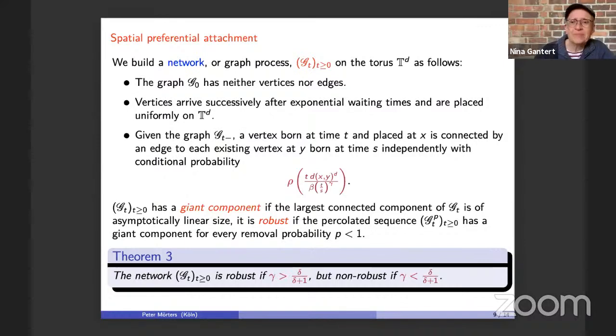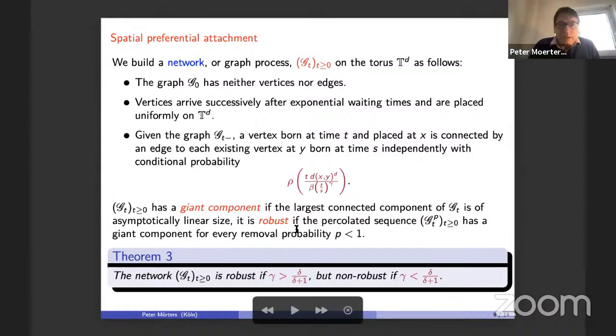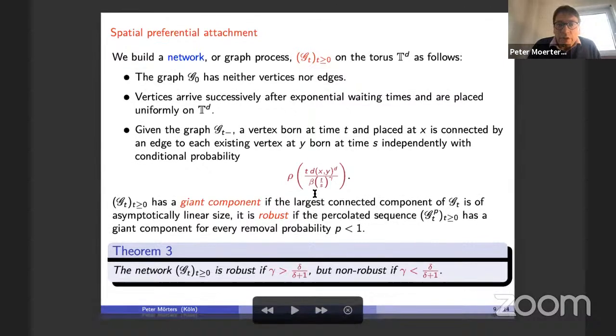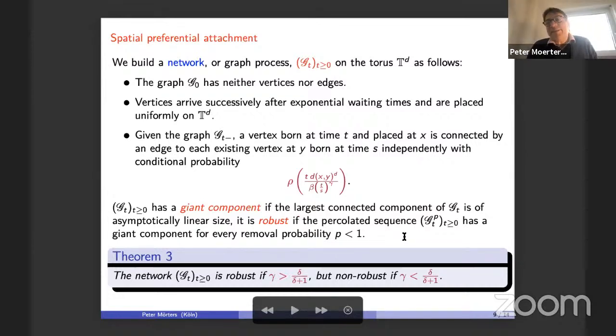What is a percolated sequence in the definition of robustness? The percolated sequence. Here, yes. It is robust if the percolated sequence. Okay. So this is the sequence of percolated graphs, right? So you take the graph sequence that you start the graph process here, this GT. Okay, the word sequence is bad because it's actually a continuous parameter.